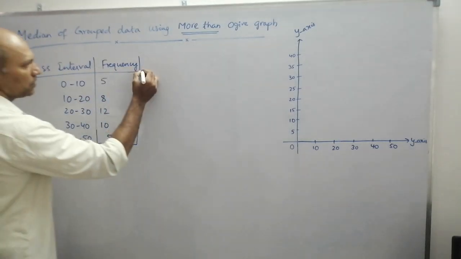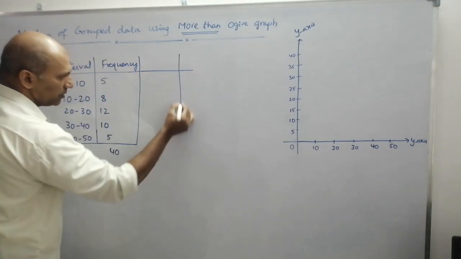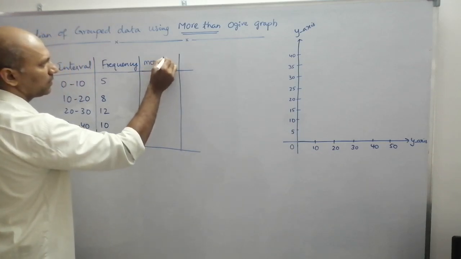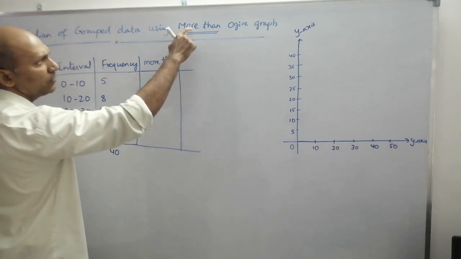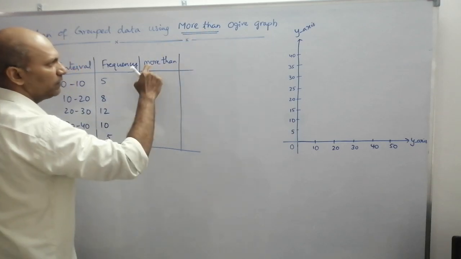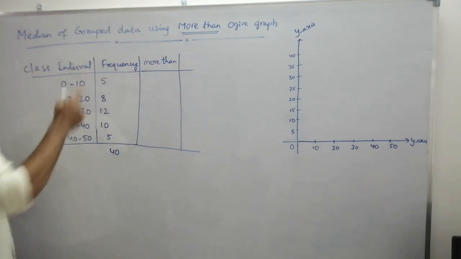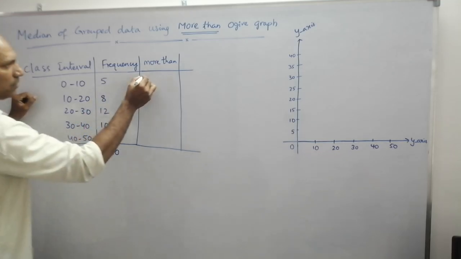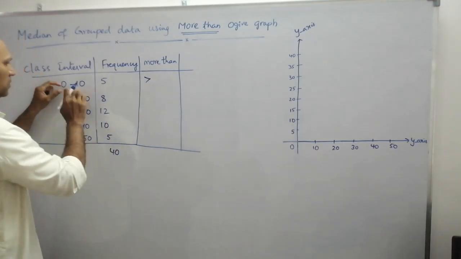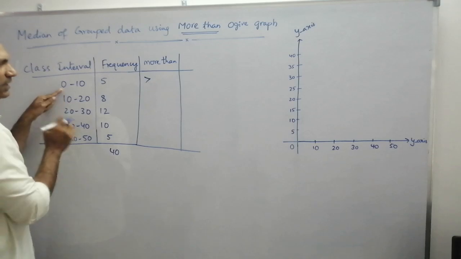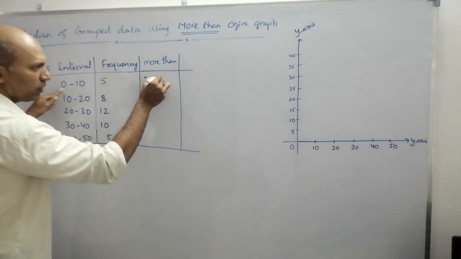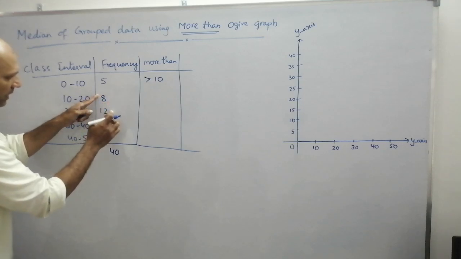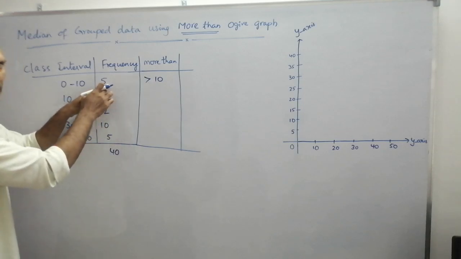The third column here should be more than. When we were doing Less Than Ogive Graph, we were writing less than here. Now that we are doing more than, let us write more than here. So should we write more than 10 or more than 0? If I write more than 10, I should add all these numbers 8, 12, 10 and 5. This 5 will be missing, isn't it?